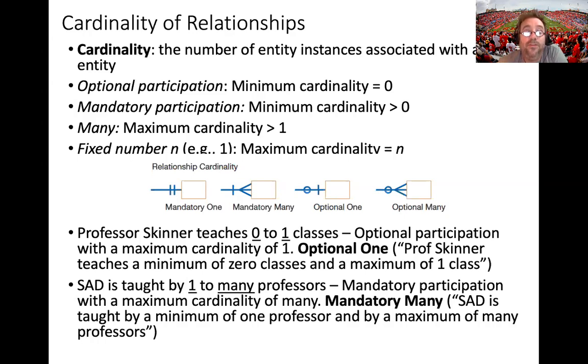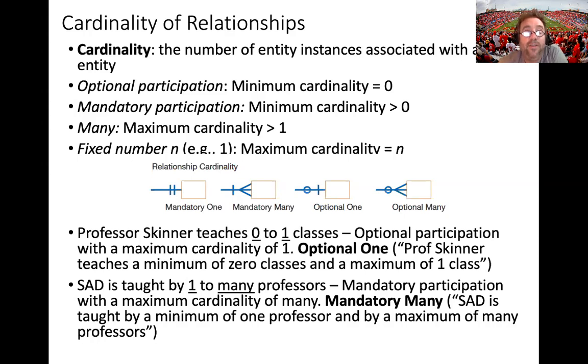So Professor Skinner teaches 0 to 1 classes. This is optional participation with a maximum cardinality of 1, i.e. optional 1. Professor Skinner teaches a minimum of 0 classes and a maximum of 1 class. If I'm teaching 0 classes, I don't have to teach a class. All right, that's basically what it means by optional participation.